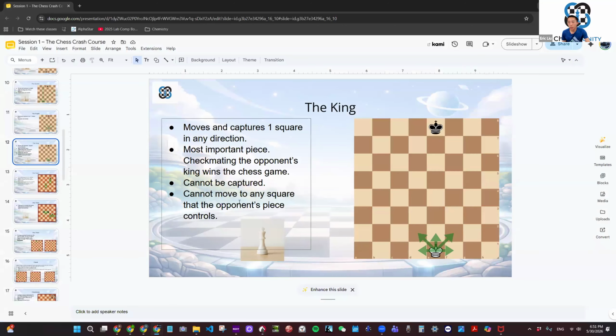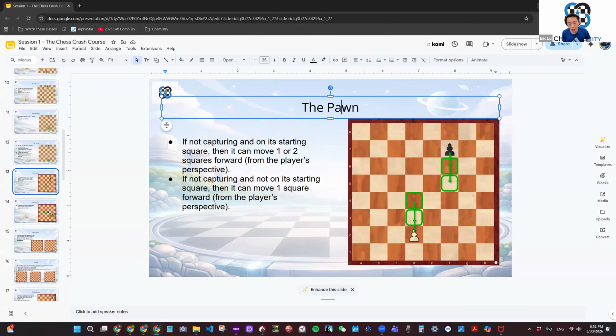Okay. So there's one more important rule for the king, but we're gonna learn about that next class, because it's a little complicated. Anyway, let's move on to the last chess piece, the pawn.